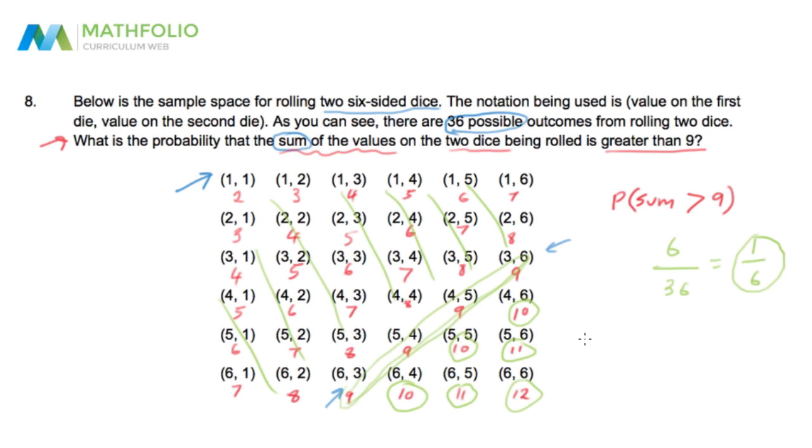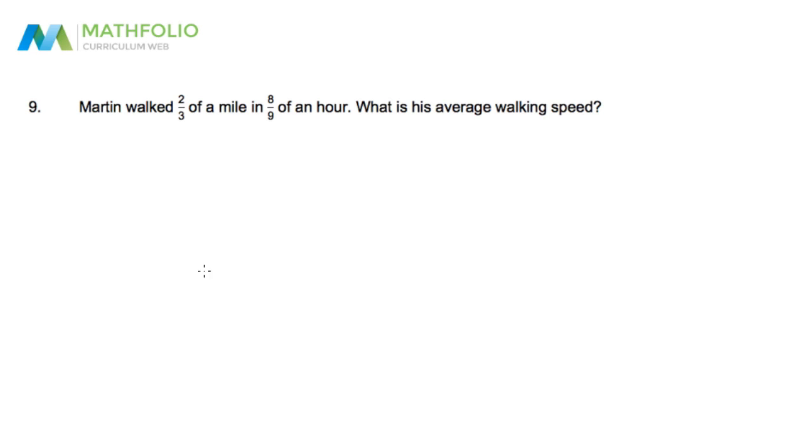And probabilities you can write as fractions, decimals, percents, but it's easy enough for us just to leave this as a fraction. In this question, we are told that Martin walked 2/3 of a mile. So I'm just setting this up. I kind of know what's coming, so I'm just putting a key here. 2/3 of a mile. He walked in 8/9 of an hour.